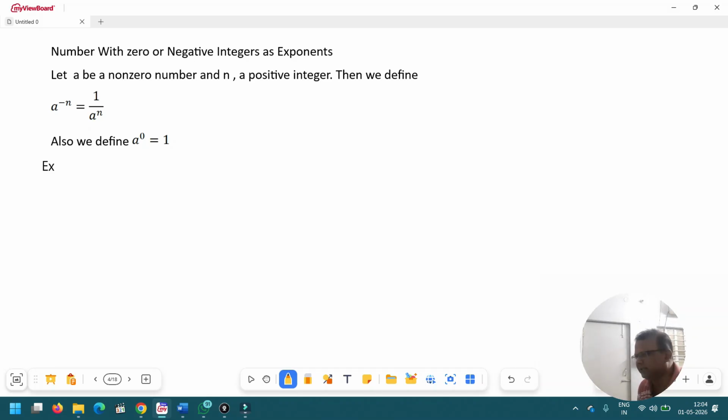Numbers with zero or negative integers as exponents. Let a be a non-zero number and n a positive integer. Then we define a to the power minus n equal to 1 by a to the power n. Also we define a to the power 0 as equal to 1. For example, 5 to the power minus 4 is equal to 1 by 5 to the power 4. 2 to the power minus 7 is equal to 1 by 2 to the power 7. 6 to the power minus 3 is equal to 1 by 6 to the power 3, and so on.